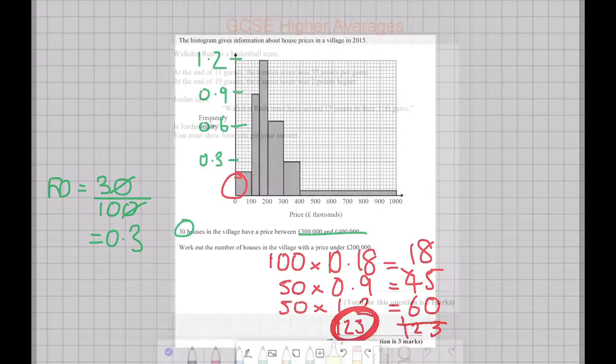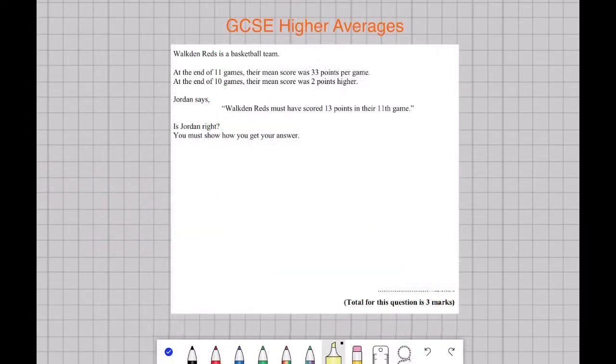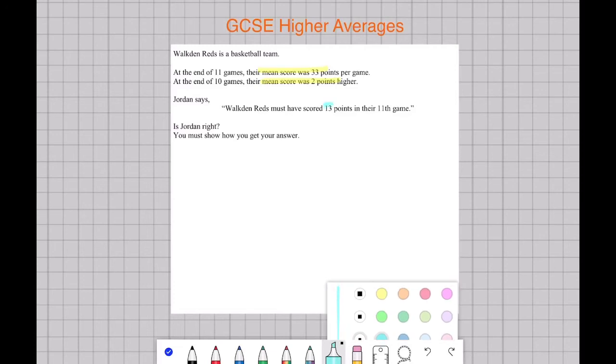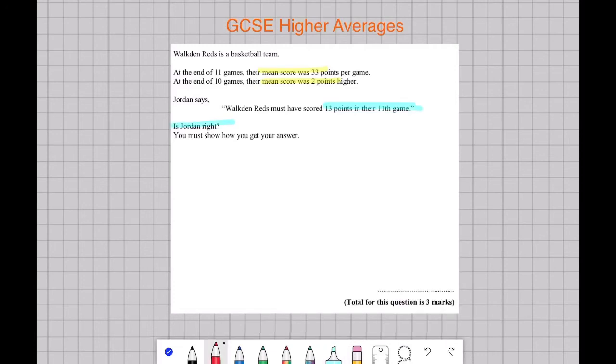So in this question, it's about averages. Walkden Reds is a basketball team. At the end of 11 games, their mean score was 33 points. At the end of 10 games, their mean score was 2 points higher. Jordan says that they must have scored 13 points in their 11th game. Is he right?